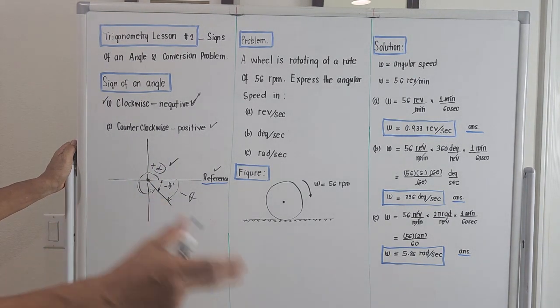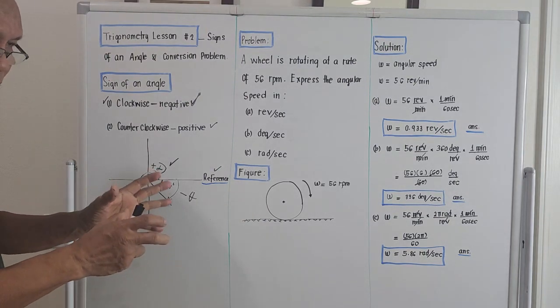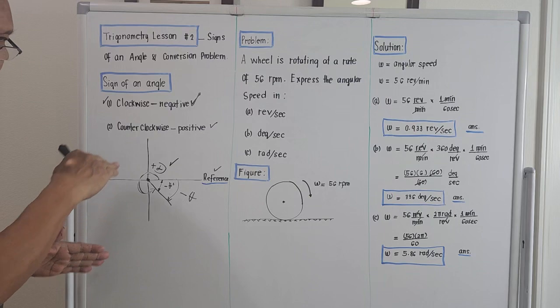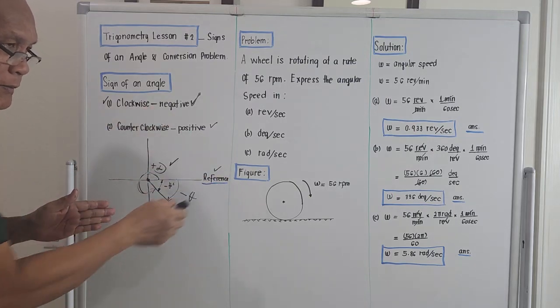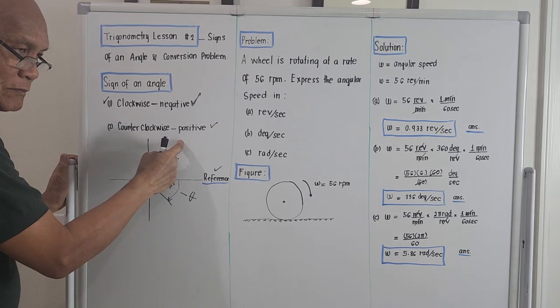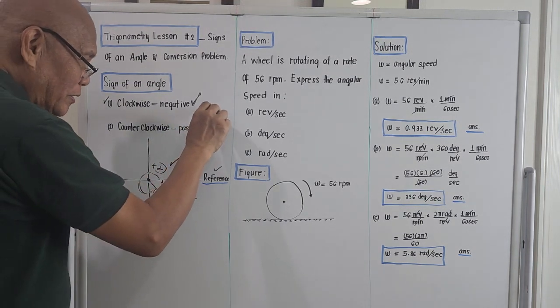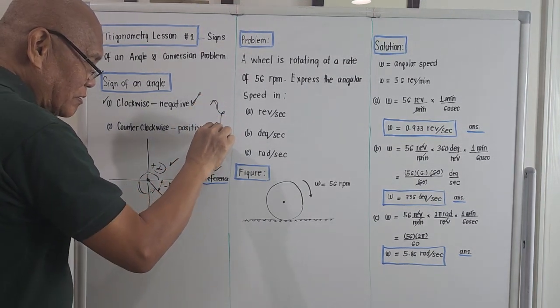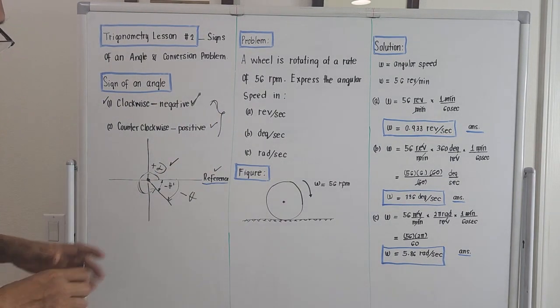Those are the only signs of an angle under the study of trigonometry. If it is measured clockwise, it should be a negative angle with respect to a reference line. If it goes counterclockwise, it should be a positive angle. This is a general rule and it doesn't change.